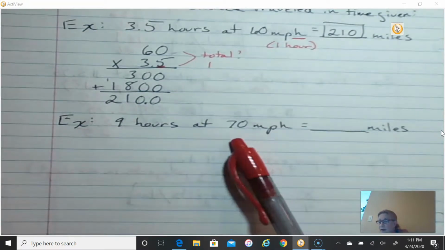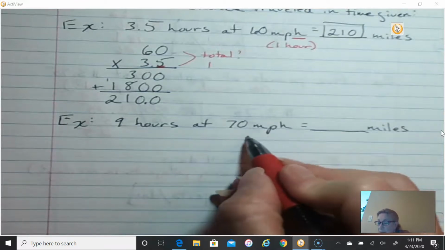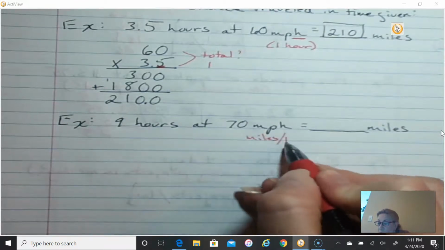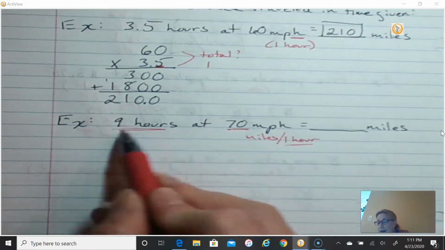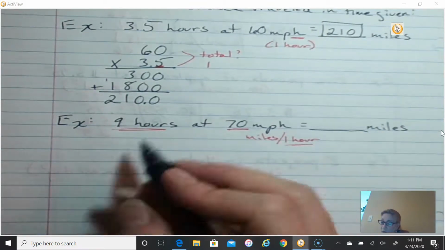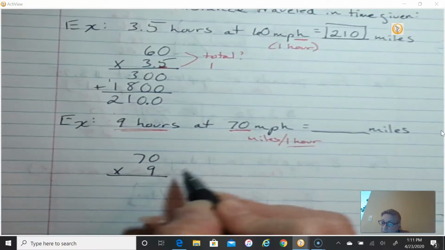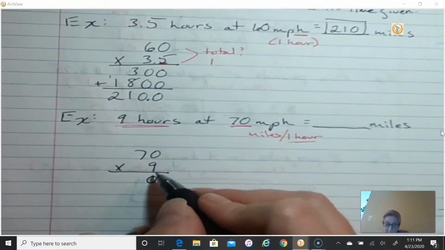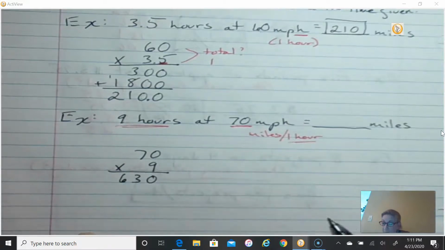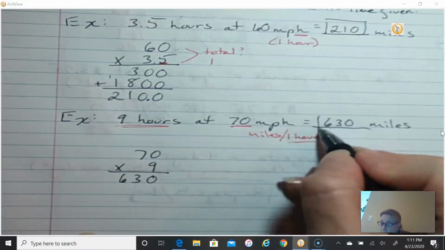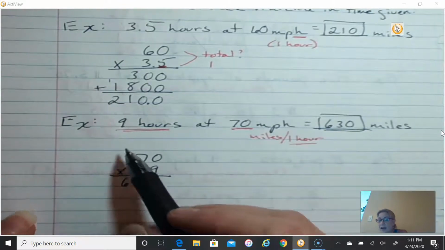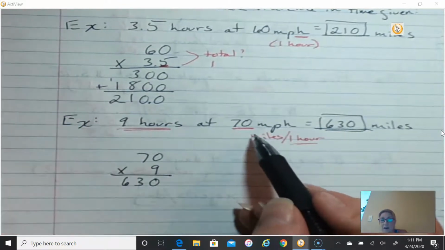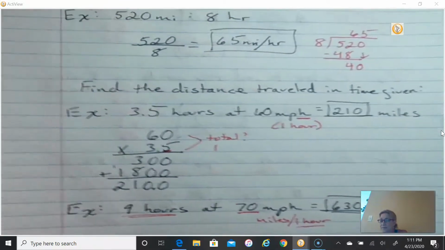So remember, 70 miles per hour. That's miles per 1 hour. So if I can go 70 miles in 1 hour, how many in 9 hours? So again, we multiply 70 times 9. 9 times 0 is 0. 9 times 7 is 63. So I will go 630 miles in 9 hours. You find it? Okay, good. 630 miles in 9 hours if I drive nonstop for 70 miles per hour. And that's not too bad on the highway, by the way.